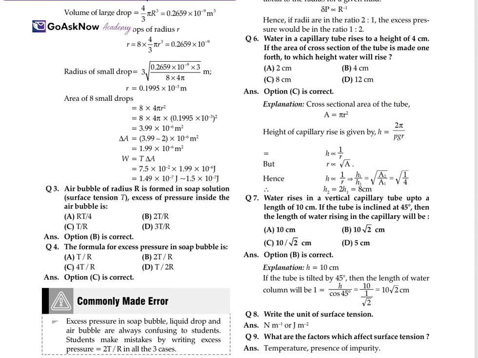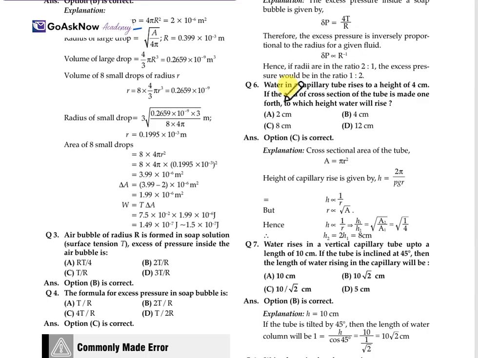Now moving to the next: water in a capillary tube rises 4 centimeter. If the area of the cross section of the tube is made 1/4, to which height will water rise? So the cross section area of the tube is A is equal to pi r square. So the height of the capillary rise will be h is equal to 2T cos theta upon rho g r. So as h is inversely proportional to r, r is directly proportional to square root of A.